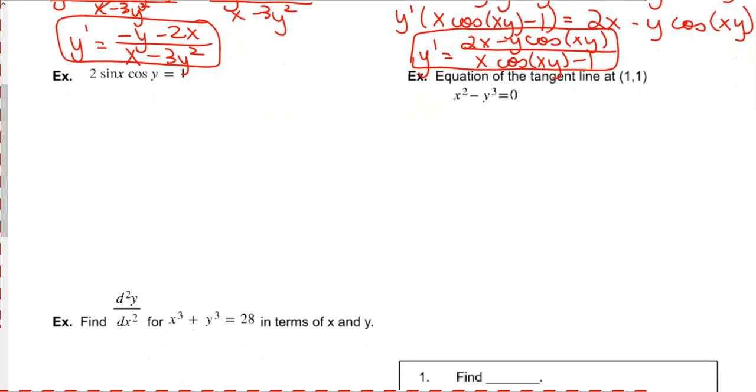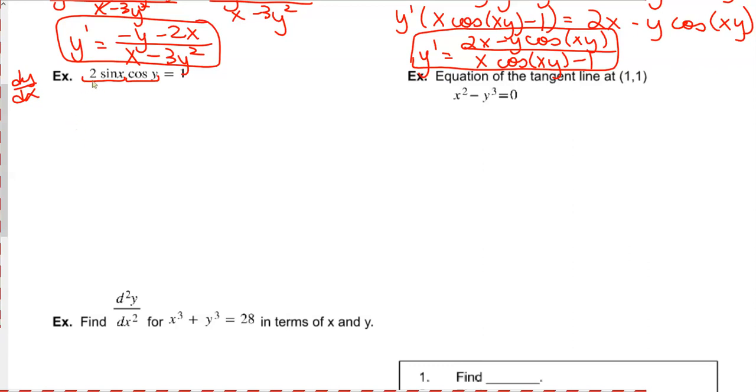We have 2 sine of x times cosine of y. Again, we're looking for dy over dx. So anytime we take a derivative of an x, we don't need anything extra. But when we take a derivative of a y, we do need something extra, which is that y prime. So I'm going to treat this as 2 functions that are multiplied together and use the product rule. So I'm going to treat 2 sine of x as my f function and cosine y as my g function.